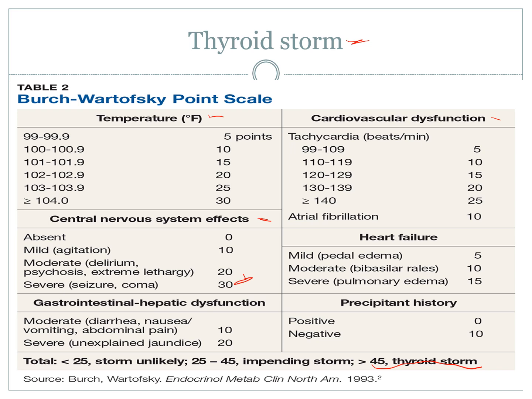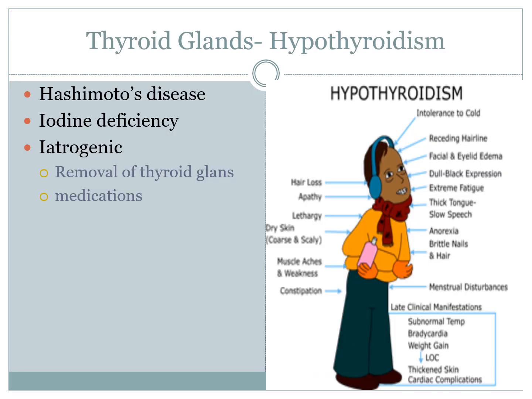Right, when we're dealing with hypothyroidism, we're obviously dealing with the other end of the spectrum itself. So we're dealing with a reduction in the release of thyroid hormones. Now, the most common cause of that is Hashimoto's disease, which is by far the most common cause of it, and it's an autoimmune disease.